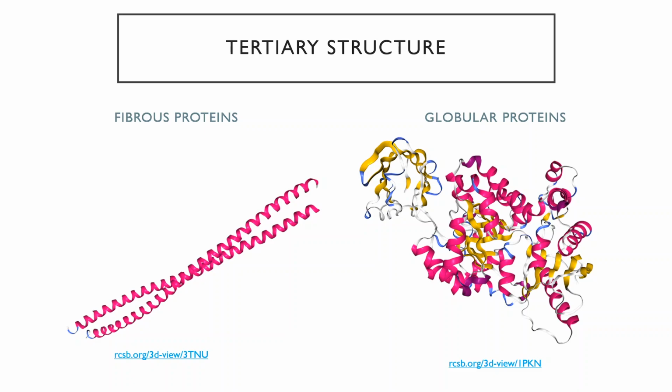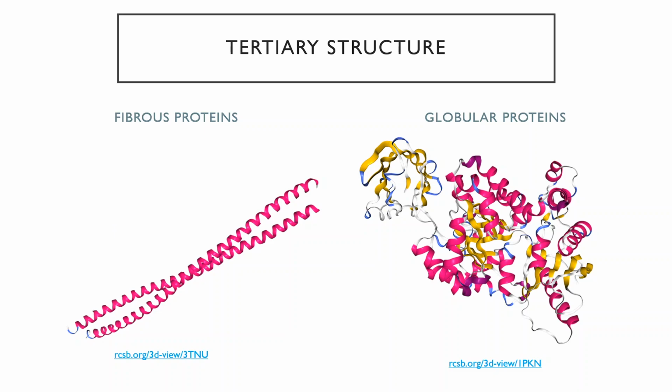Fibrous proteins tend to be structural proteins, both the structural proteins inside the cell, but especially extracellular proteins. The proteins that make up the material that your cells are embedded in, your tissues, are mostly made of fibrous proteins. And then the globular proteins do everything else. So enzymes are globular proteins, receptors are globular proteins. Anything non-structural tends to be a globular protein.